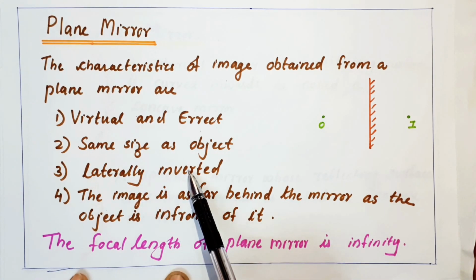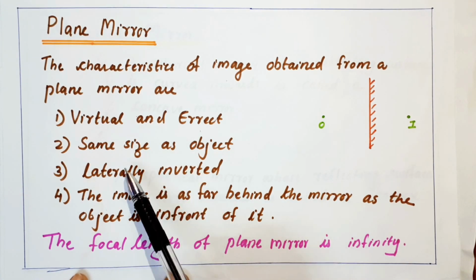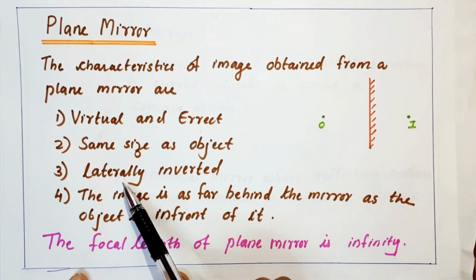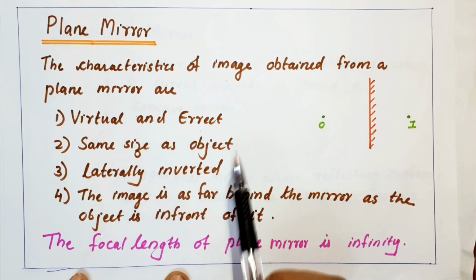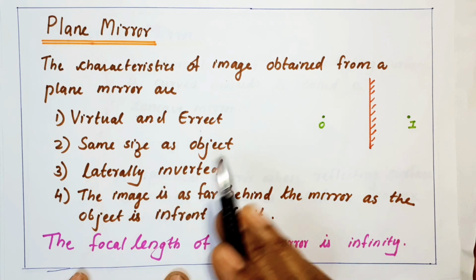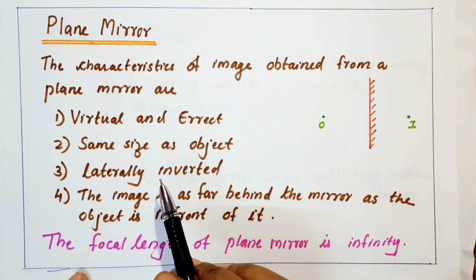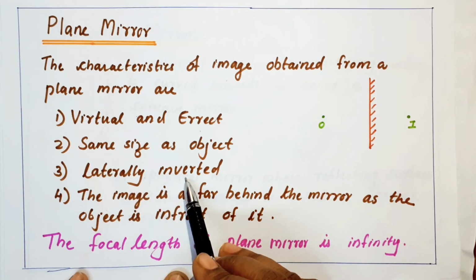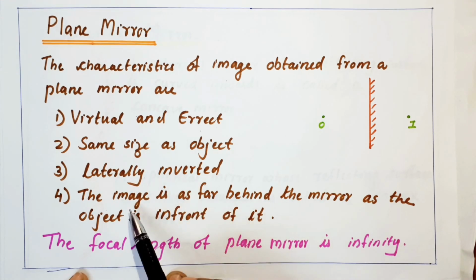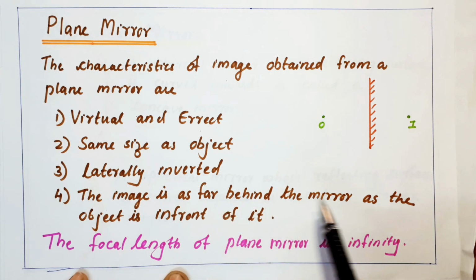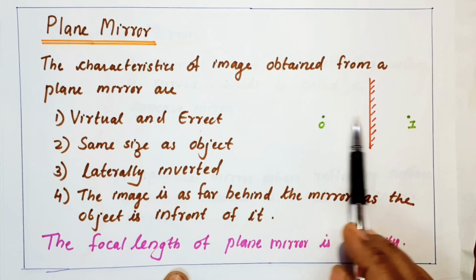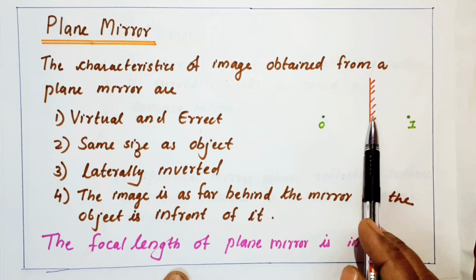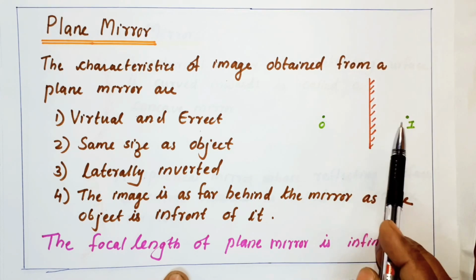Another one is called laterally inverted. This is a very important one. Lateral inversion means the left side appears as the right side for an image. So the images of a plane mirror are laterally inverted. The image is as far behind the mirror as the object is in front of it. So if the object and mirror distance is 4 meter, the mirror and image distance will also be 4 meter.